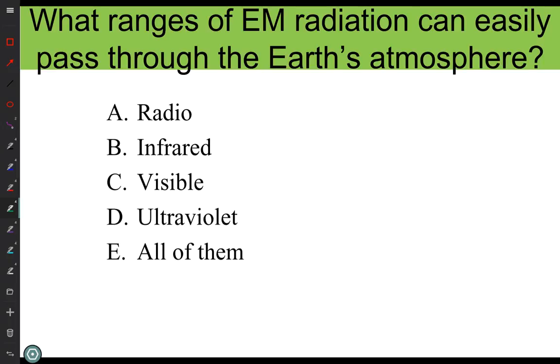What ranges of electromagnetic radiation can easily pass through the Earth's atmosphere? And this is one where you answer all that you believe are correct and hit enter.